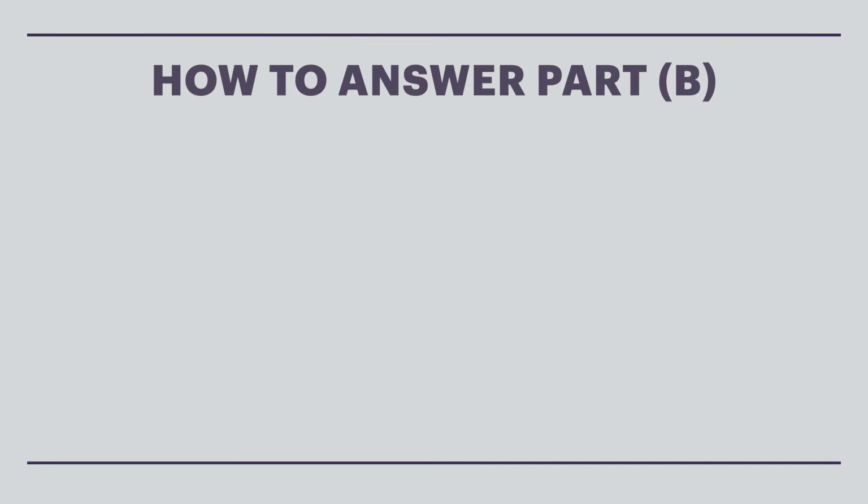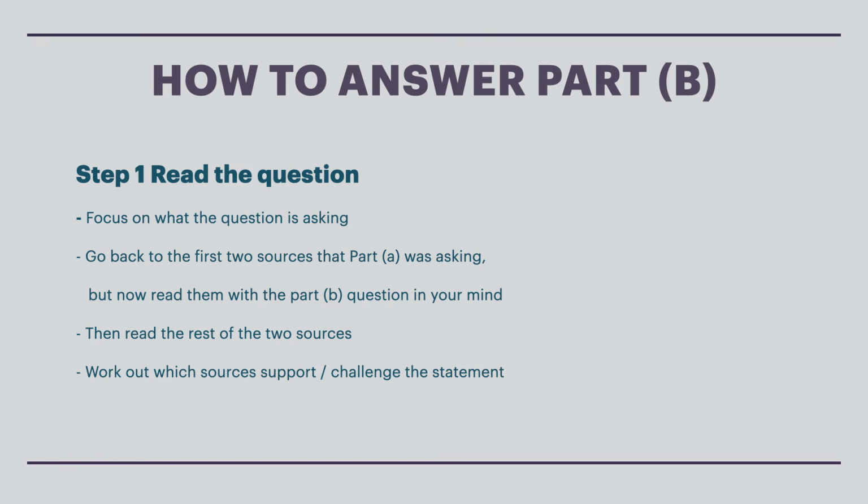Now, let's move on to how to answer part B. In part B, you are required to look at all the four sources. I always advise my students to read the question and start by looking at the two sources that you have read in part A. In this way, you will save time because you are already familiar and understand the first two sources from part A. But now you are just focusing by looking at these first two sources from another angle as required in the question part B. This will save you time.